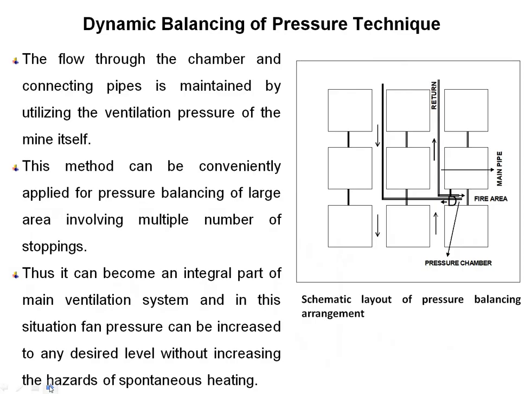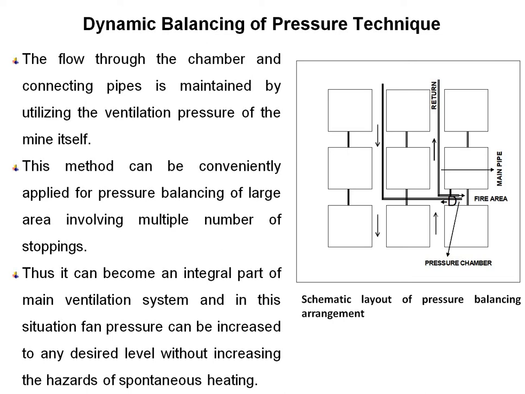Okay, so the next slide: the dynamic balancing of pressure technique. You know that this is the panel, and the pressure chamber is here, and the fire area is here, and the main pipe has been given here. Here it is mentioned the door, and from the fire area, this is the return airway, and from that zone they are taking the sample from here. The intake will come here, and the return will go through here. The flow through the chamber and the connecting pipe is maintained utilizing the ventilating pressure of the mine itself.